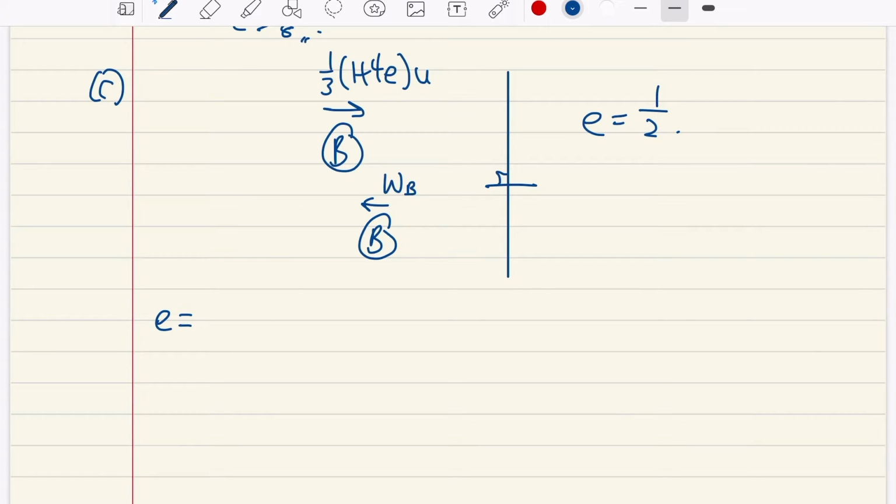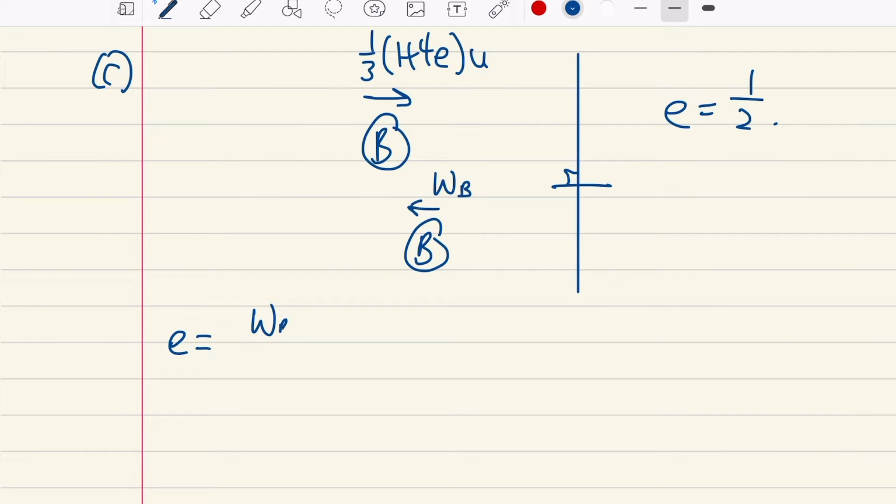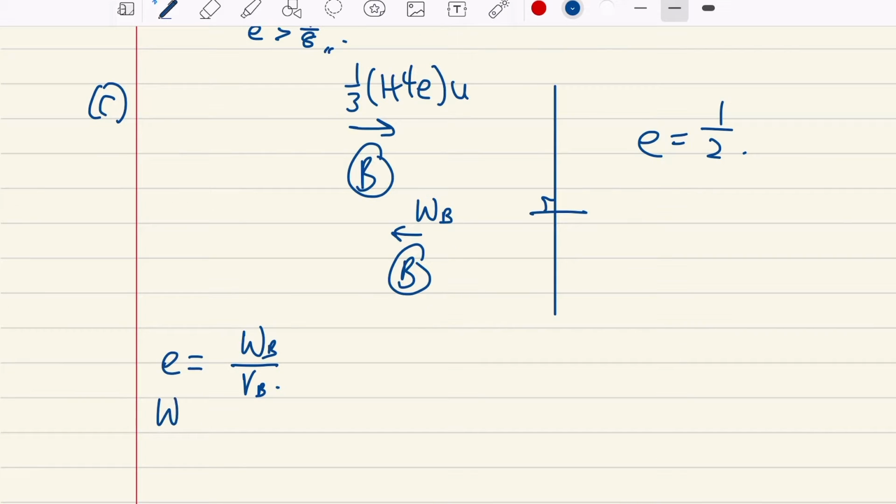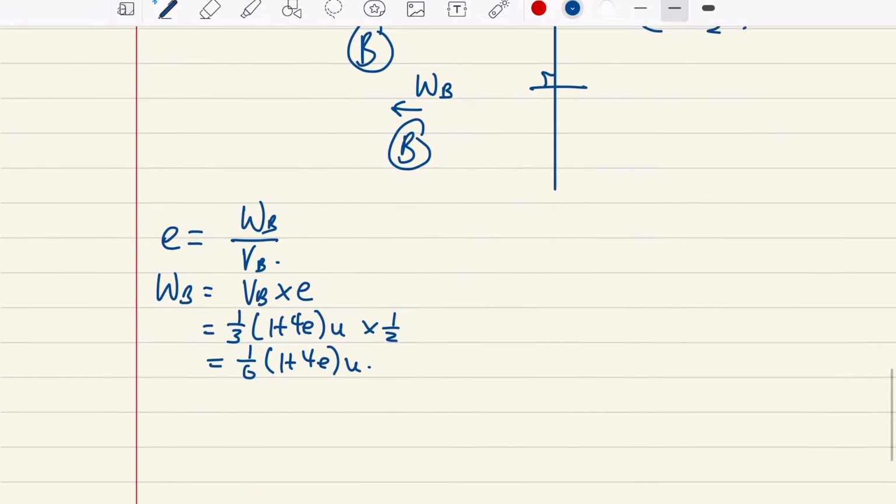WB. So WB divided by VB equals the coefficient, so WB equals VB times e. Since e is 1/2, 1/3 (1 + 4e) times 1/2 will equal 1/6 (1 + 4e) times u.